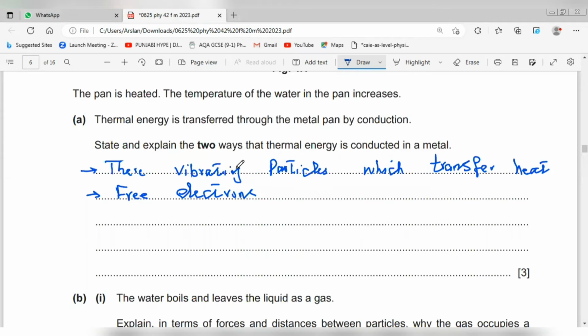There are two ways. Because metal is solid, there are vibrating particles which transfer heat. Another is metal contains free electrons, because metals are good conductors of heat and electricity as well. So due to free electrons moving from one part to another, they transfer heat or thermal energy.